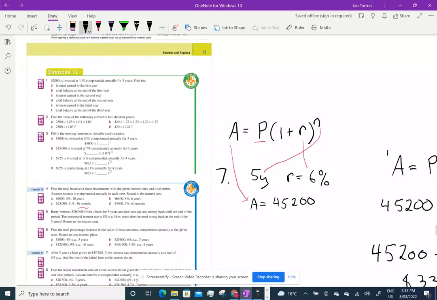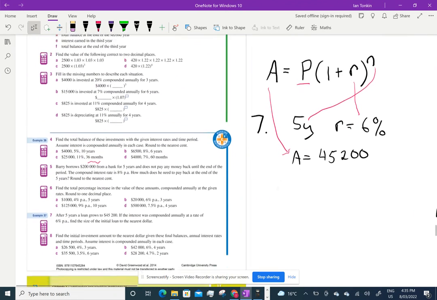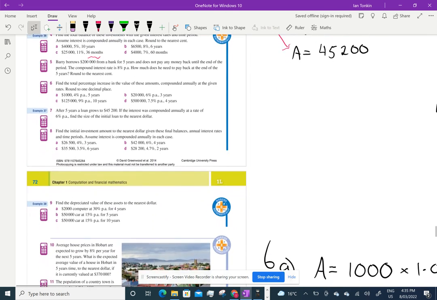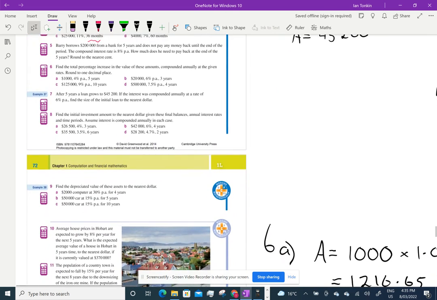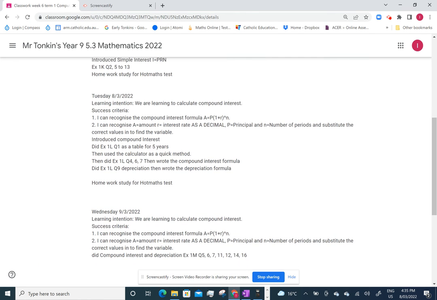So that's what we did in class today. You go and have a go at some other ones. Make sure you can do that question 7. That's an equation. Did we do any other questions? No, we didn't get up to depreciation. We're going to do that in class next lesson, so don't stress about that. Good luck.